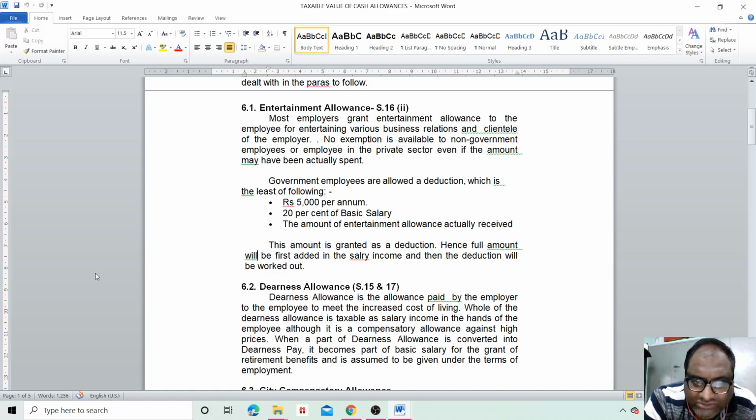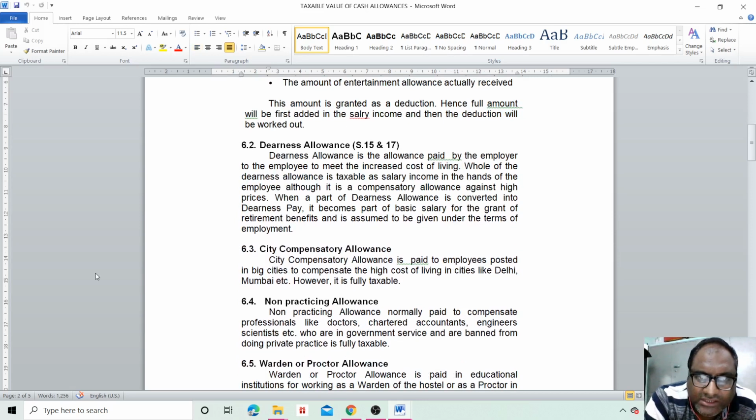Similarly, there is DA allowance. DA allowance is the allowance paid by the employer to employee to meet the increased cost of living. Whole of the DA allowance is taxable as salary income in the hands of employee, although it is a compensatory allowance against high prices. When a part of a DA allowance is converted into DA pay, it becomes part of basic salary for the grant of retirement benefits and is assumed to be given under the terms of employment.